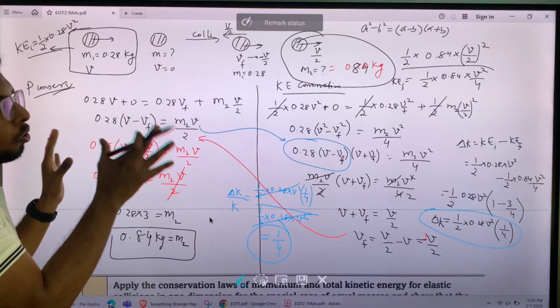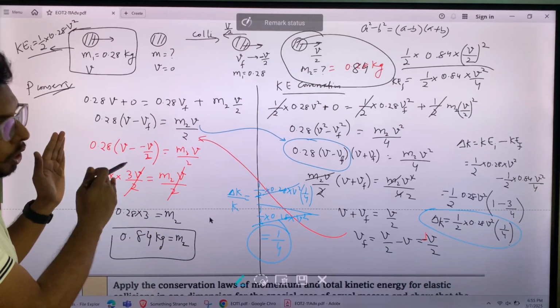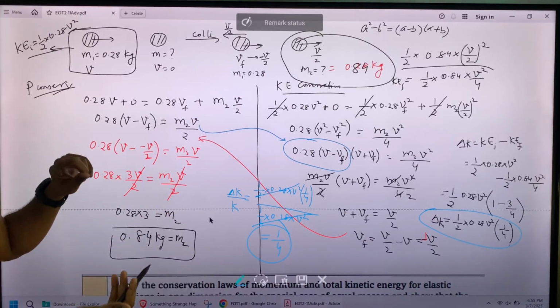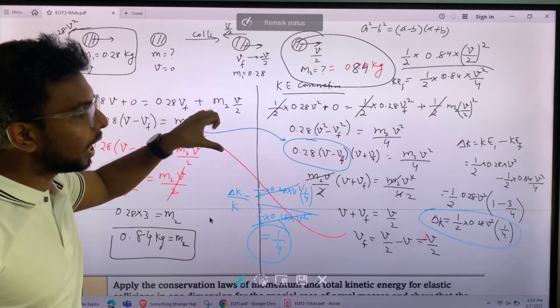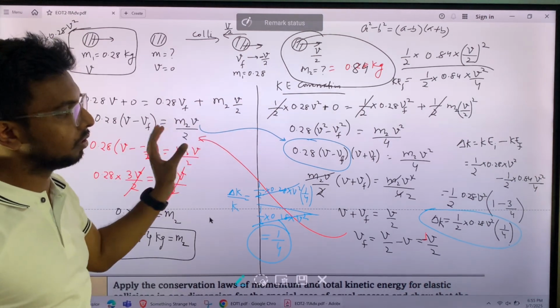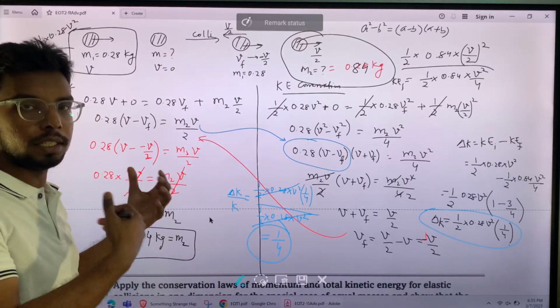This question might look complicated. It is a little bit complicated, to be honest. But if you do it by yourself, slowly, all you need to do is conserve the momentum and the kinetic energy. It's more of a maths question than a physics question, because you need to solve two different equations in a manner that things get cancelled out.